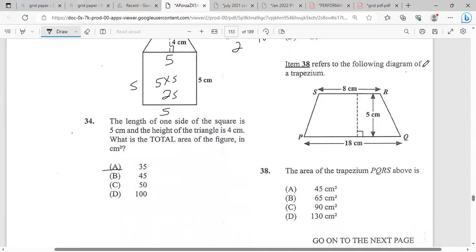Item 38 refers to the following diagram of a trapezium. The area of the trapezium PQRS is... so what we are going to do is name one side A and one side B, add them, divide by 2, and times it by the height of 5. Guys, we know maths looks complicated, but multiple choice can be a bit tricky. These are 8 and 8 is 16, so that's 26. I think this is a repeat. I remember the answer already. 13 times 5, because when I divide by 2, I get 13. So it's 65.